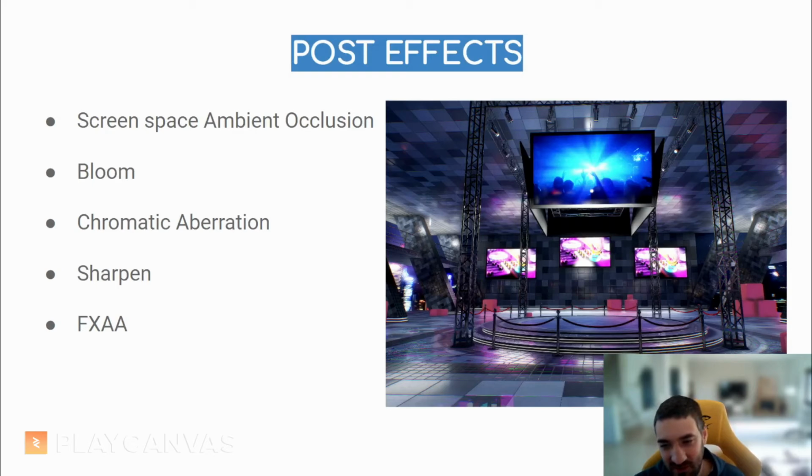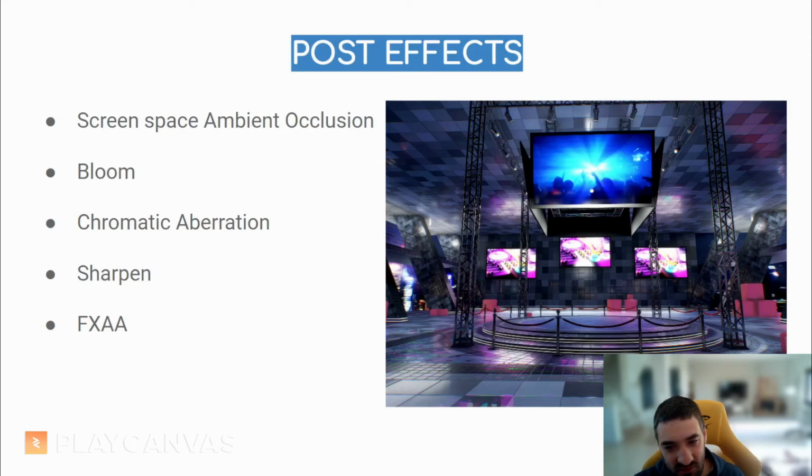Most of these are found in the PlayCanvas engine repository, like screen space ambient occlusion. It's quite important, although we disable this on mobile because it's a heavy post effect, but it can give depth on 3D surfaces. Bloom, to enable a lot of contrast between light and dark spots in the scene.